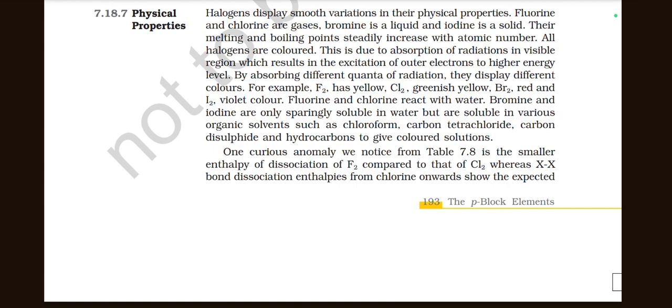Halogens display smooth variations in their physical properties. Fluorine and chlorine are gases. Bromine is a liquid and iodine is a solid. Their melting and boiling points steadily increase with atomic number.